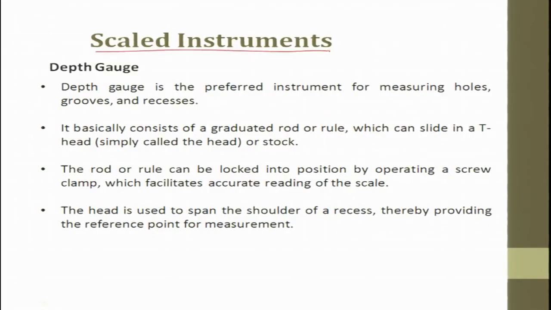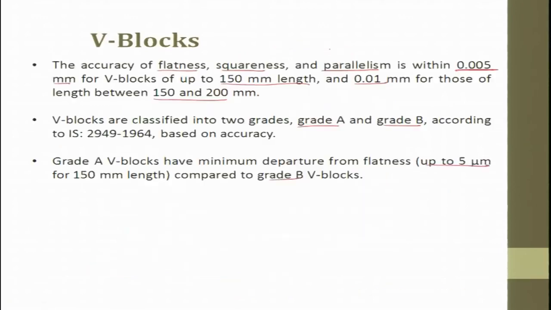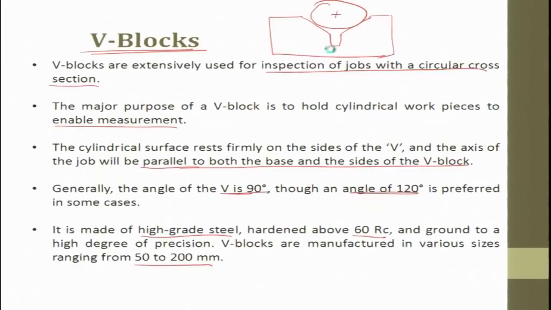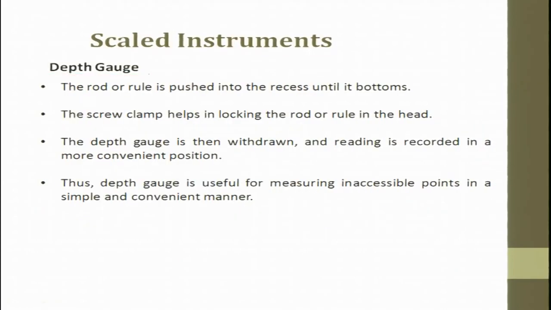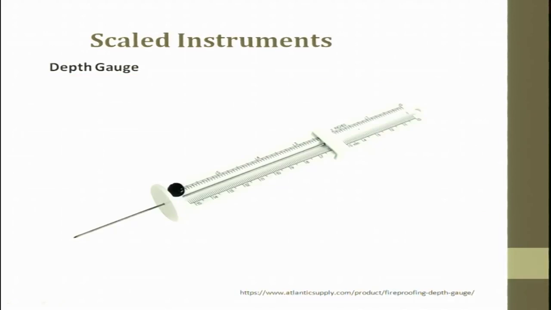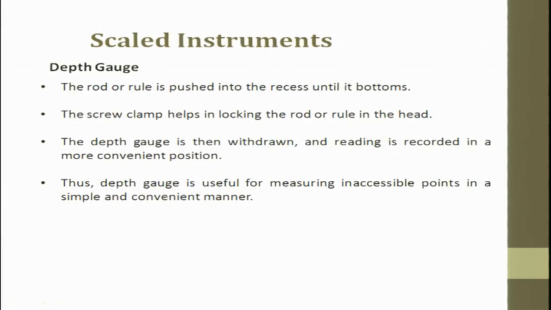Next are scaled instruments. Till now what we saw was linear; now we are going to see scaled. First is the depth gauge. Let me first show you a depth gauge. You have several graduations, and you have a pin or a plunger. This goes inside the hole, and correspondingly this is adjusted in height, and then you can see the graduation to tell what depth it has gone inside the hole and measure it. So, this is a depth gauge measurement.